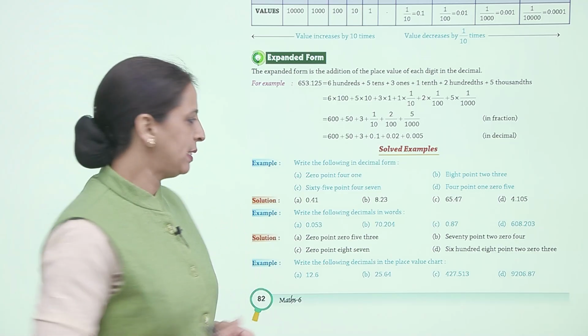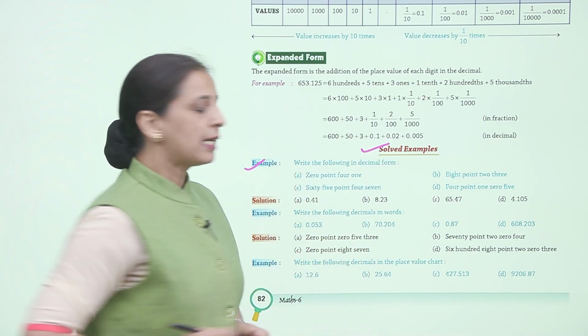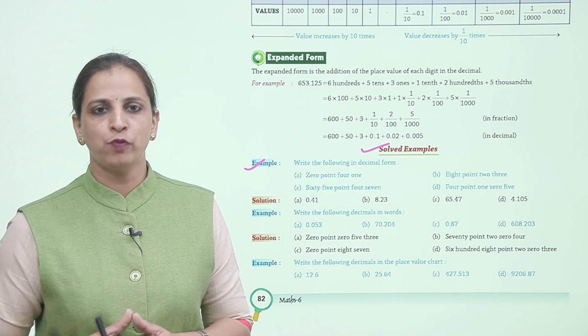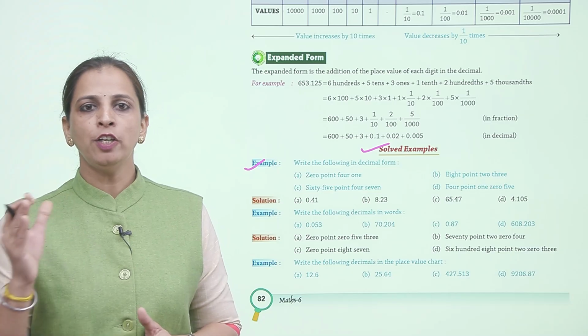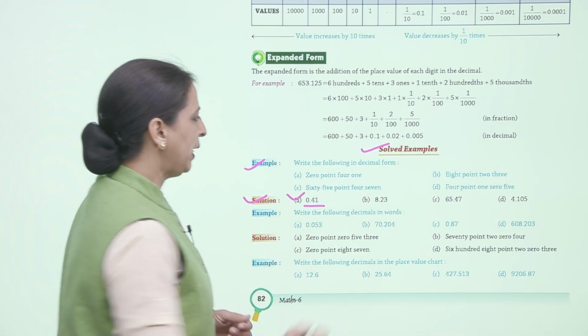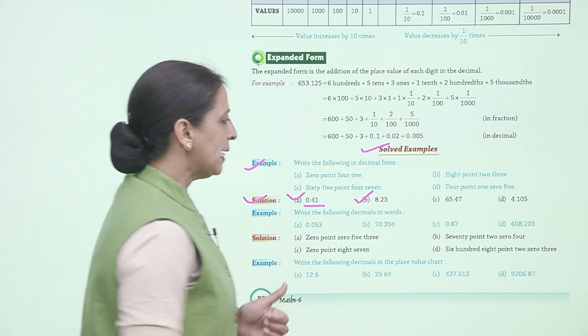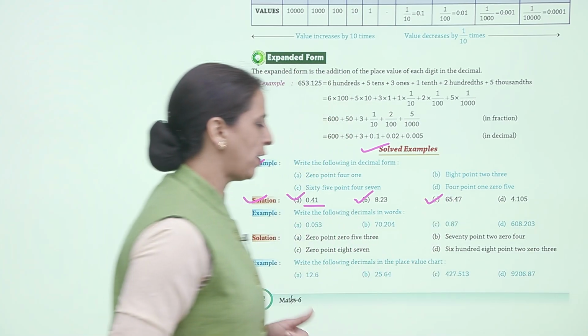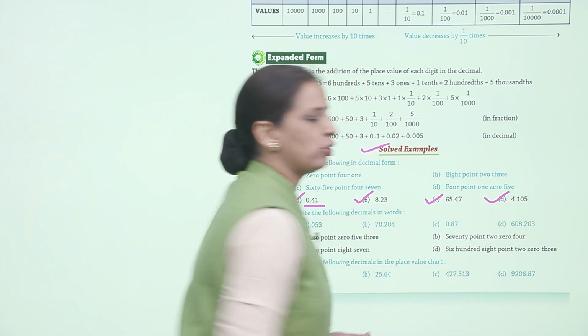Now, solved examples. Example, write the following in decimal form. A, 0.41. Solution, 0.41. B is 8.23. C is 65.47. D is 4.105.